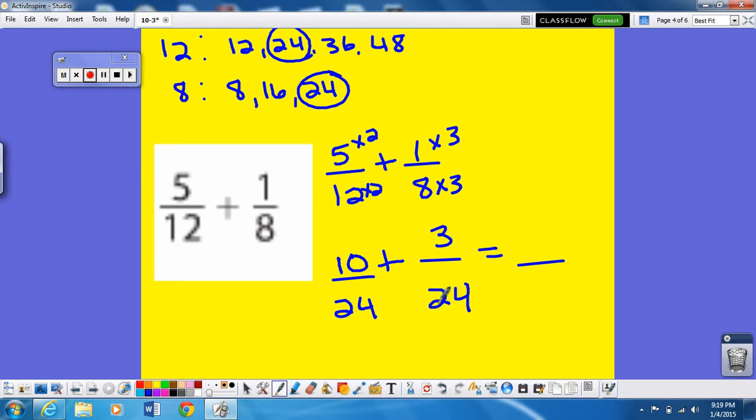Because my denominators are like now, I'm just going to bring them over. 10 plus 3 is 13. So 5 twelfths plus 1 eighth equals 13 24ths. And I did not mention this, but I always want you to stop and ask yourself, can my answer be reduced? Because from now on, you're always going to want to put your fraction answers in lowest terms or simplified terms. 13 is a prime number, so we know that that's as low as it can go.